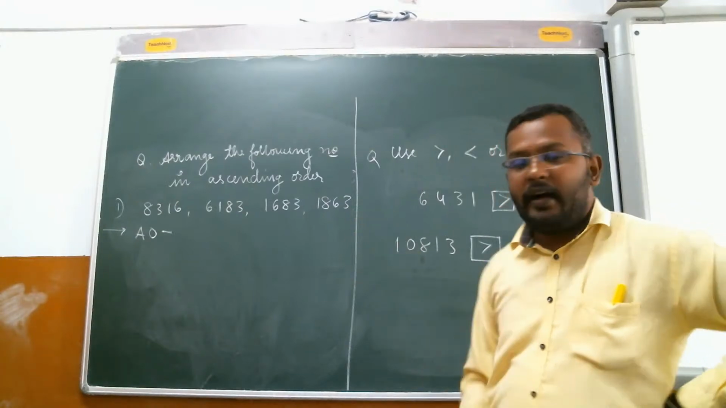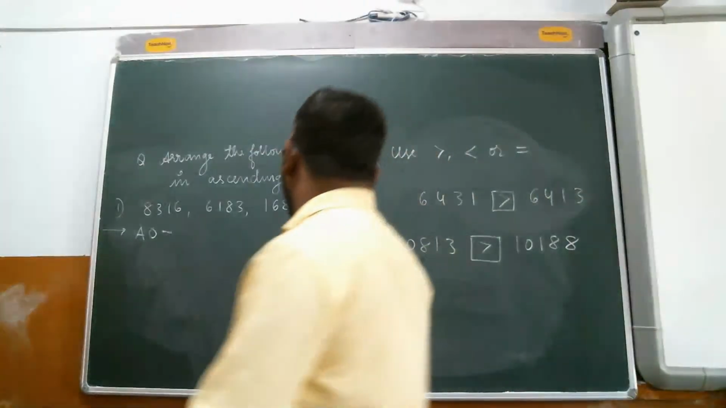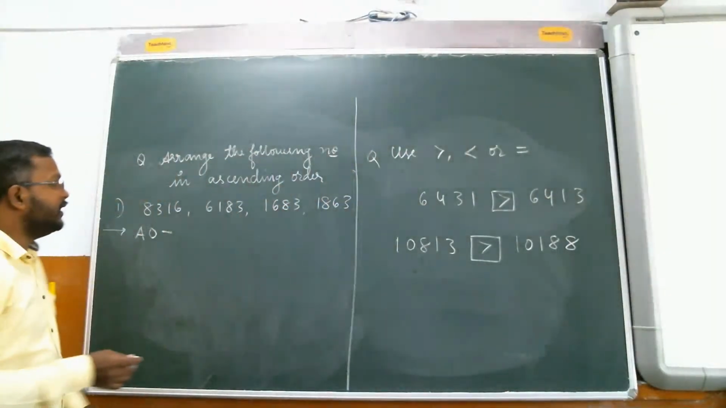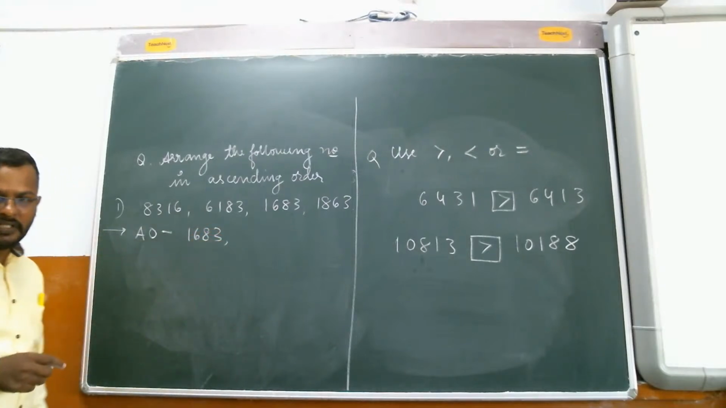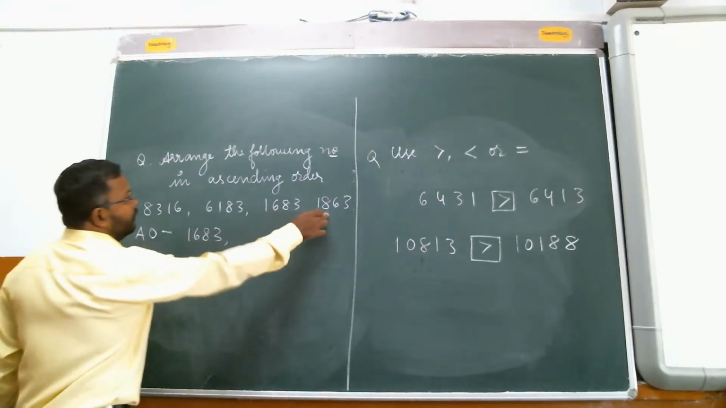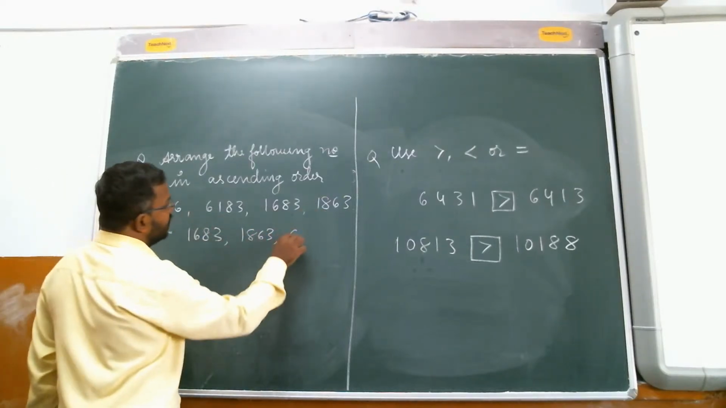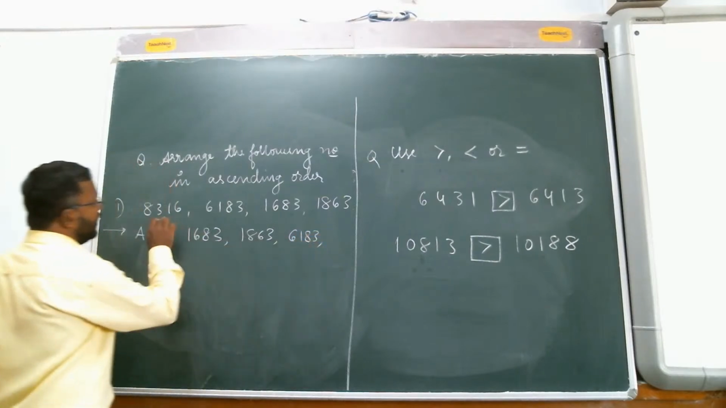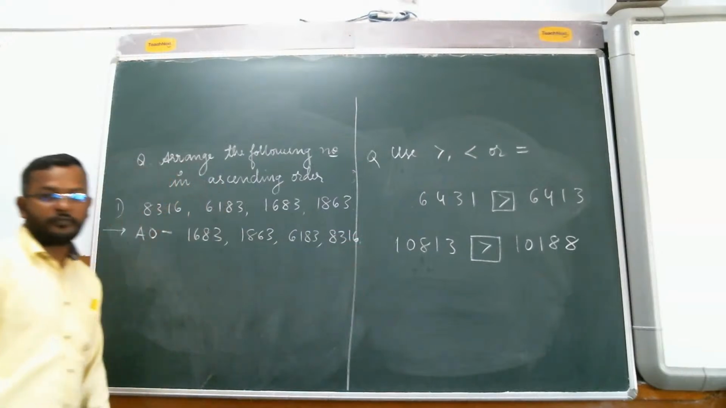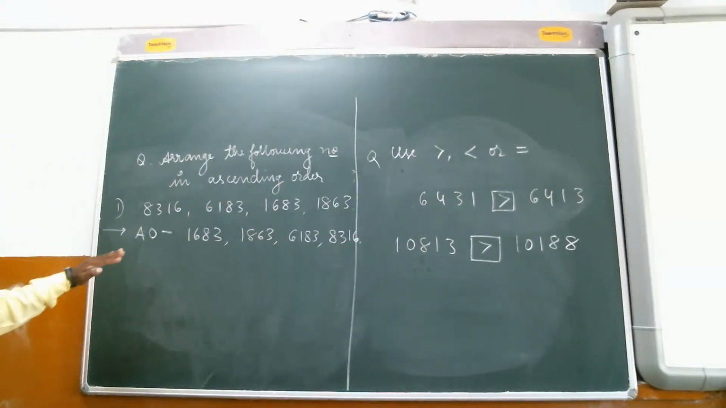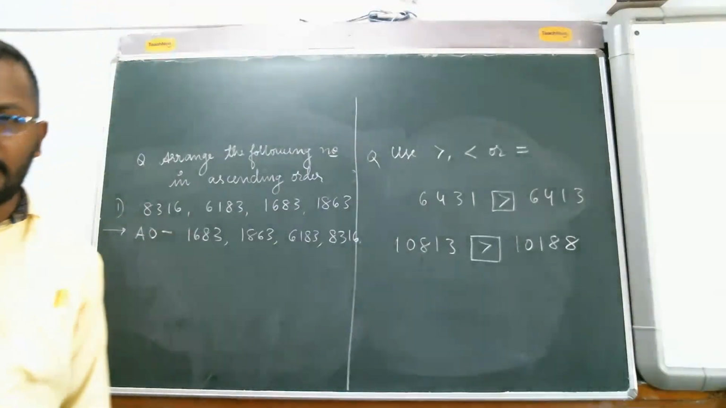So now identify the smaller numbers. Which one is the smallest number here? 1683. 1683 will come first. Next, this number 1863. Next, we are having 6183, and at last 8316. In case of ascending order, we have to arrange the numbers from smaller to bigger.